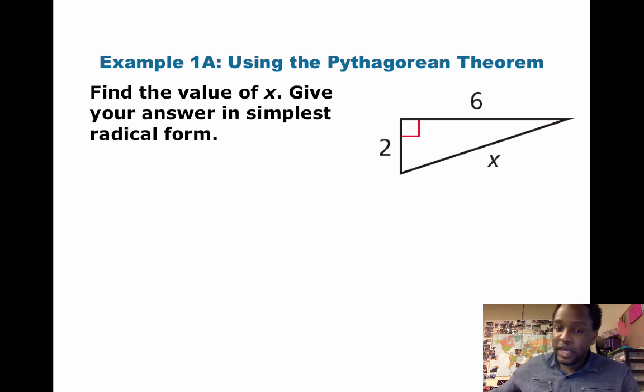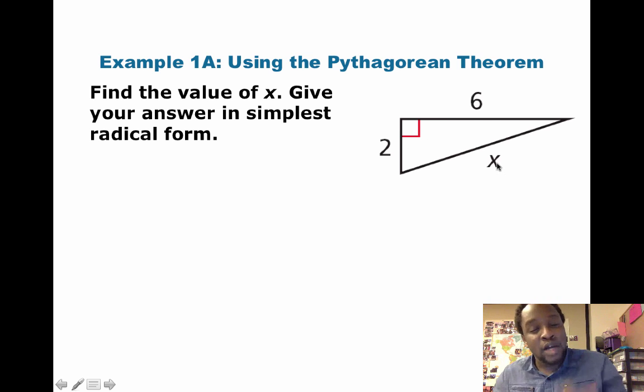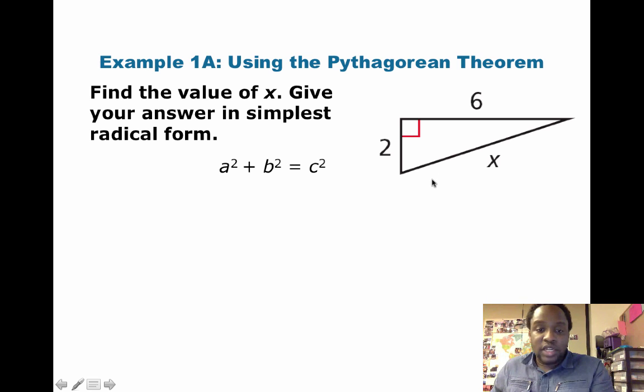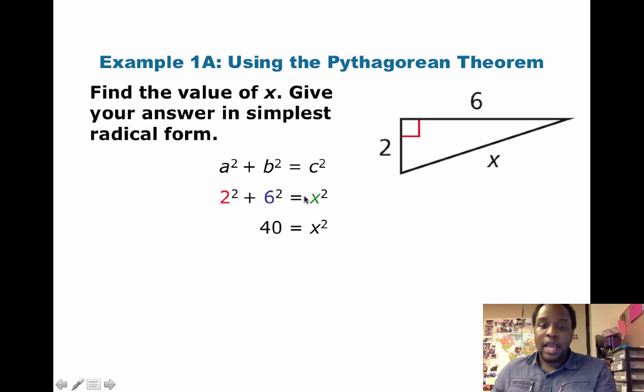Okay, so we have short leg is 2, long leg is 6, and the hypotenuse is x because it's across from the right angle. At this moment, we wouldn't know that it's the longest side length, but since it's across from the right angle, it must be. So we can set up the equation of 2 squared plus 6 squared equals x squared. So 2 squared is 4, 6 squared is 36, and x squared is x squared. So 4 plus 36 equals 40.